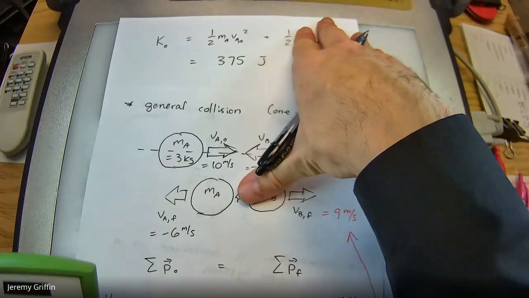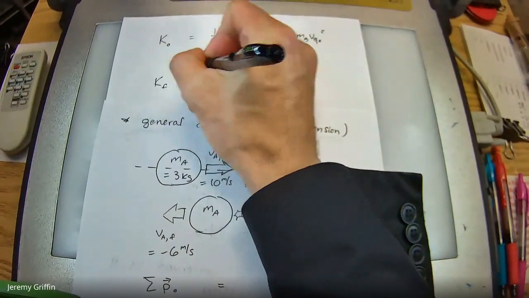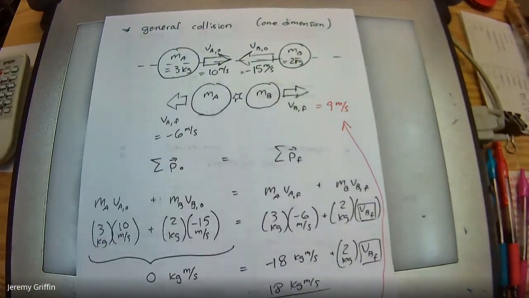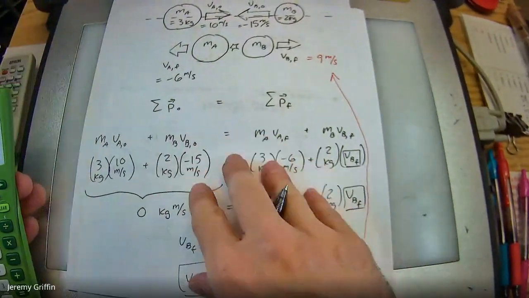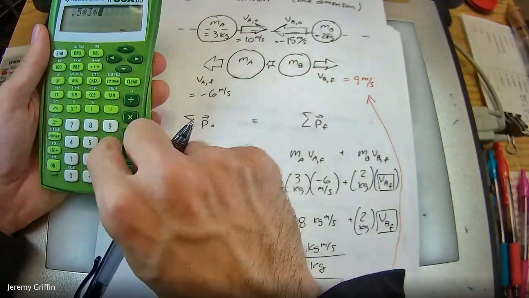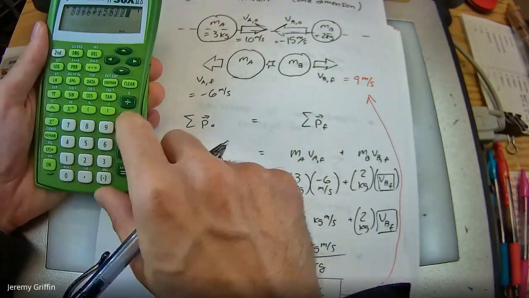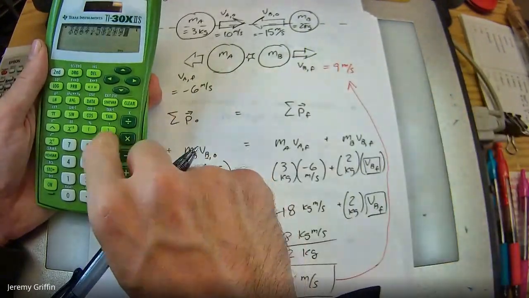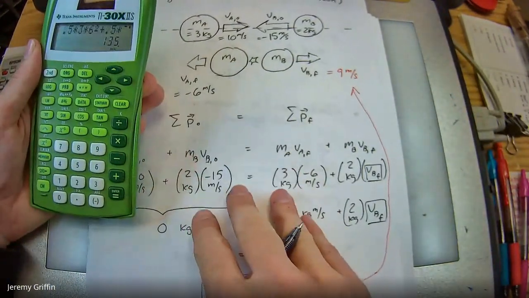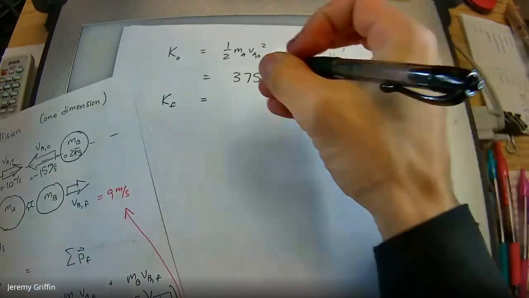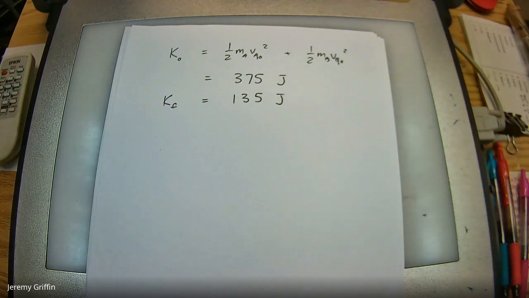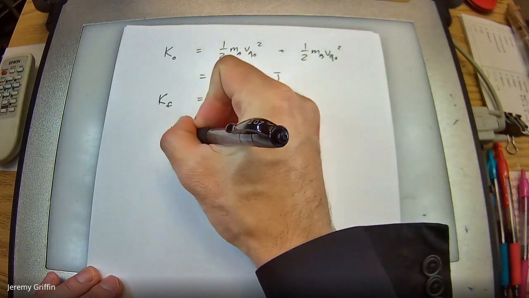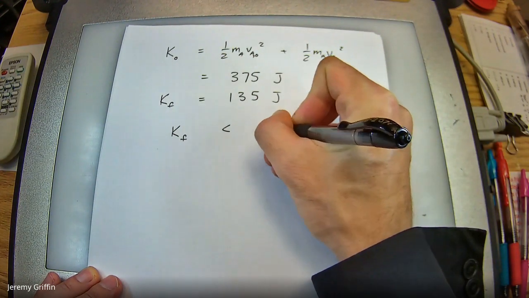What about after this collision? Kinetic energy final. Well, we've got a new value. So I've got 1/2 times m times, now remember, its rebound speed was 6 meters per second, so 6 squared, plus 1/2 times 2 kilograms times, and this came out to be 9, and then square that. Okay, that is 135 joules. Huh. Do you guys see that the final kinetic energy is less than the initial kinetic energy?